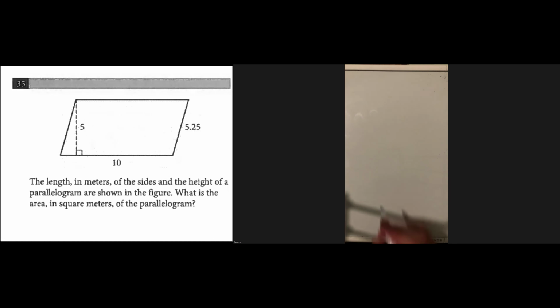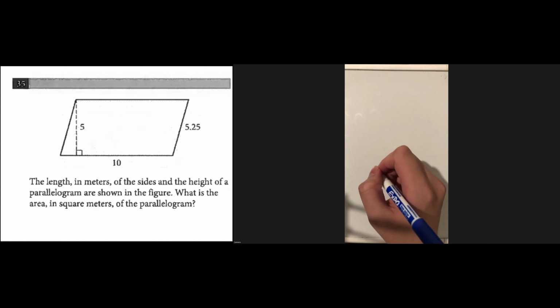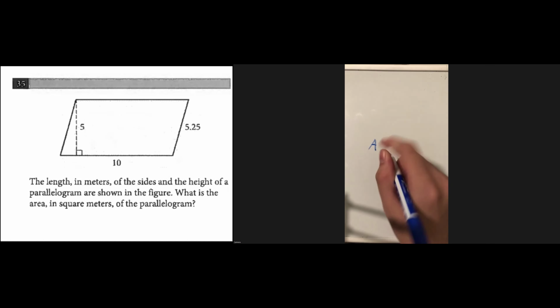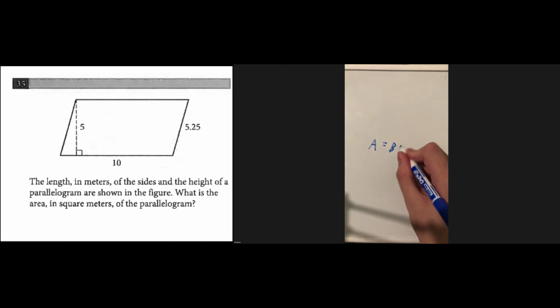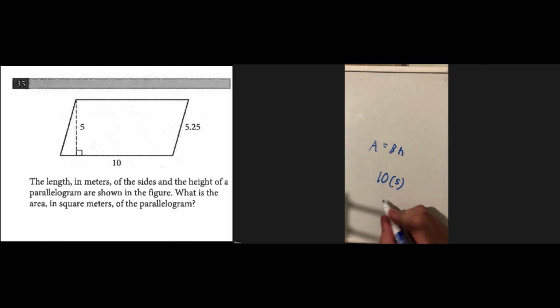Okay, so for question 35, we're asked to find the area of a parallelogram, which is very simple. The area of a parallelogram is equal to the base times the height. So they decided to give us both of those values for some reason. So it's just 10 times 5, which is 50. So the correct answer is 50.